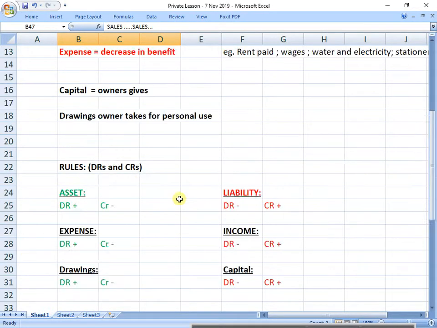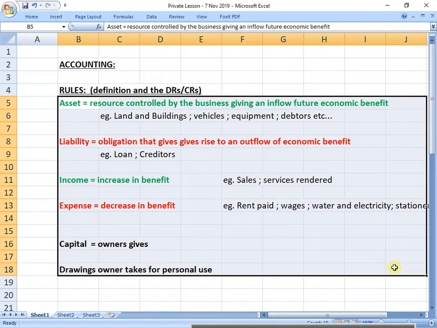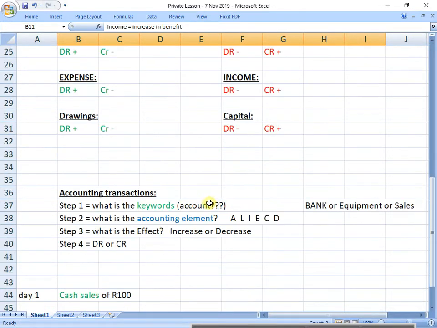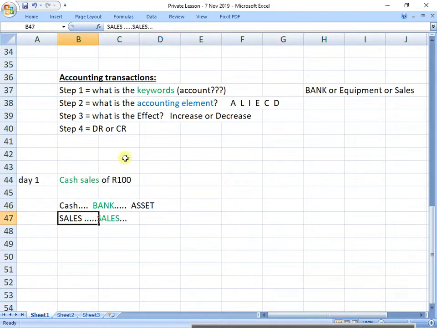Sales. What is sales? Which of the six? Is sales an asset, a liability, income, expense, capital, drawings? Sales is an income. When you sell something, do you get some benefits? Yes. You get money or you get somebody owing you. That's something that's beneficial to you as the business. So step number two, do you know what sales are? Yes, it's income.